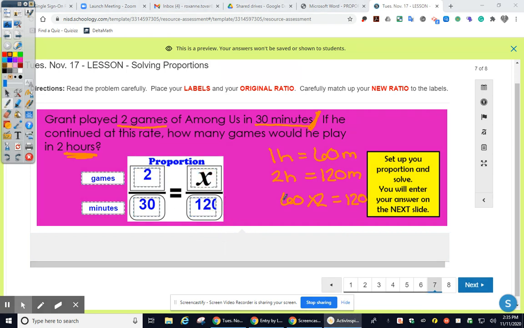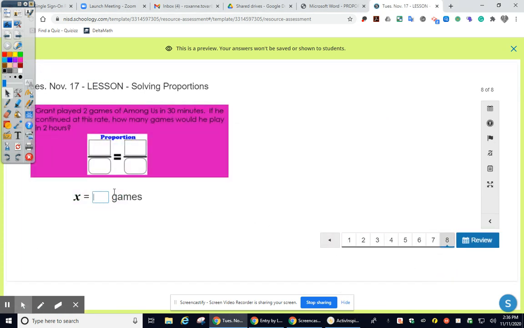All right, now that our proportion is set up, we are going to solve and put our answer on the next slide. So we're going to ask ourselves, how do we get from 30 to 120? And we're going to multiply by 4, because 30 times 4 is 120. So then whatever we do to the bottom, we're also going to do to the top. And 2 times 4 is 8. So the value of x equals 8. So now we're going to go to the next slide, and we're going to plug in 8 games.